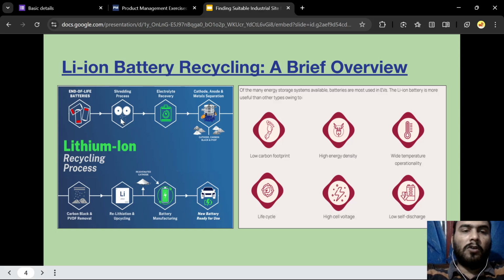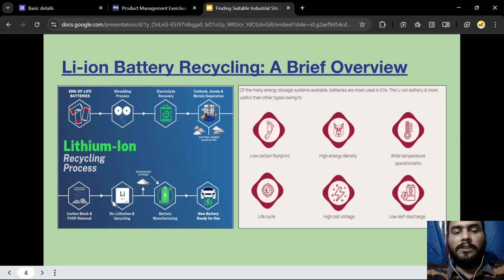You see this symbol of two wheels with a pointed arrow, and when the material passes through it, it gets cut into multiple small pieces. Now there is electrolyte recovery. What does electrolyte recovery mean? There is a solution of an element, and that gets absorbed or attracted into it, and then there is a cathode and anode metal separation, and again that moves into the carbon black and PVDF removal.